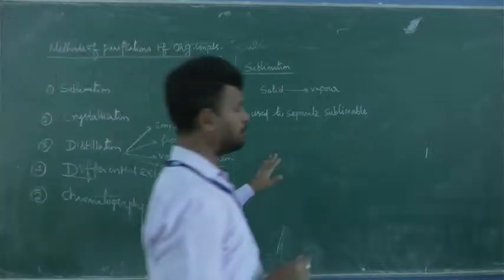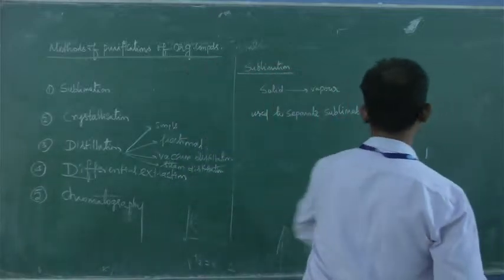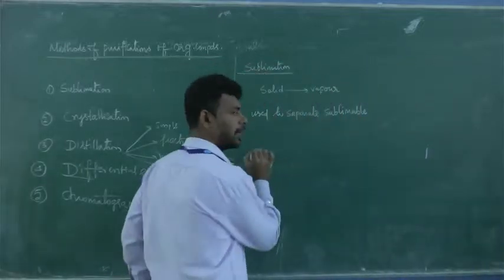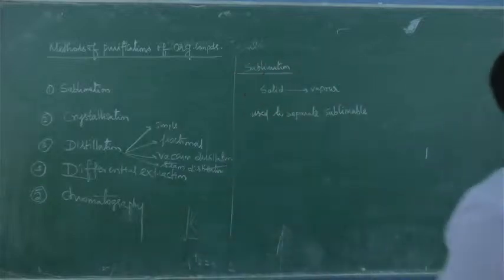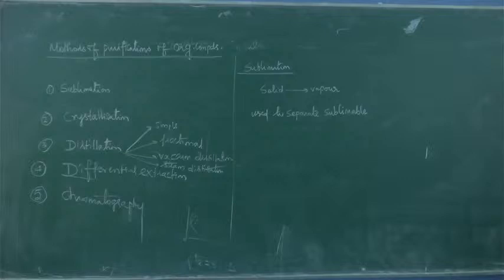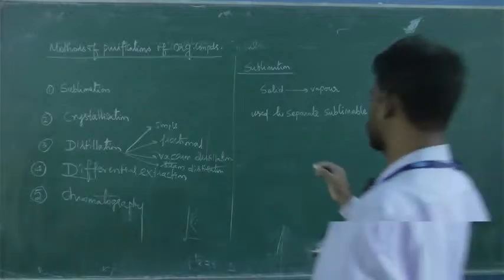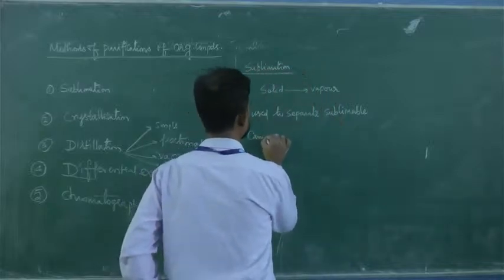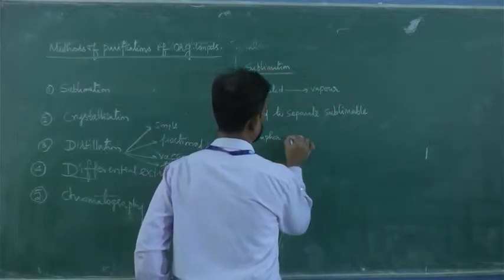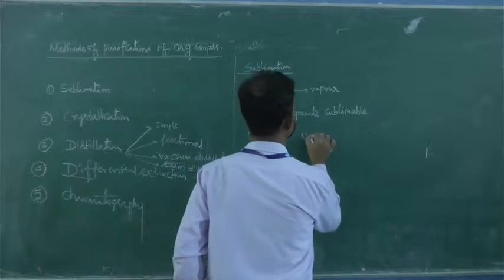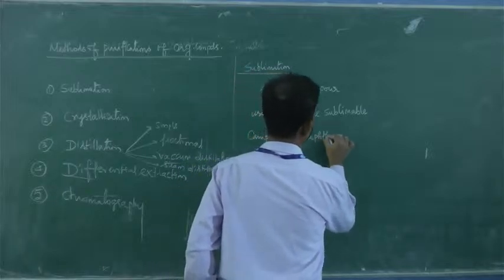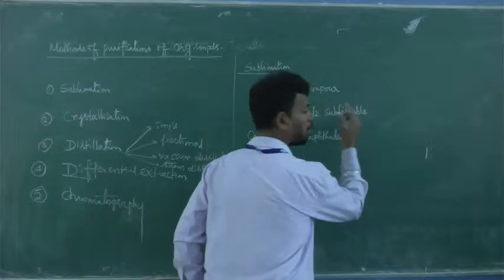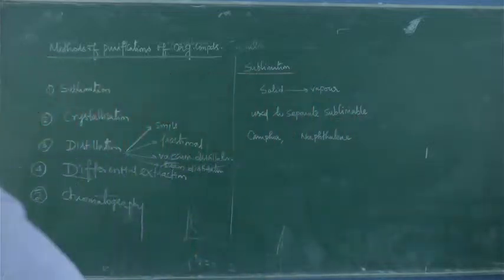What does it mean? Suppose you take sublimable compounds. What are the compounds that are sublimable, known from everyday life? Camphor and naphthalene. These are sublimable compounds. Is it clear? Yes or no?